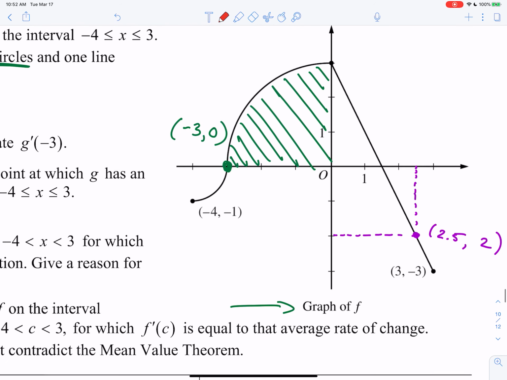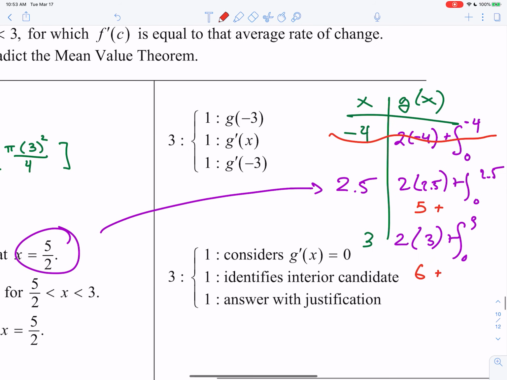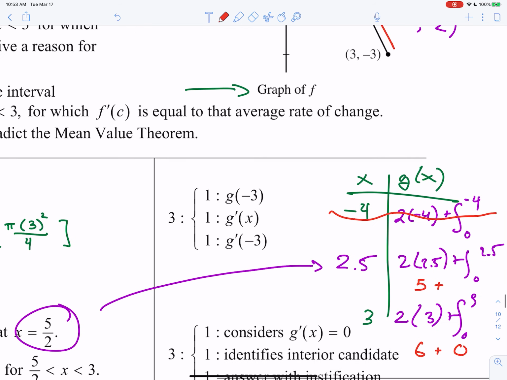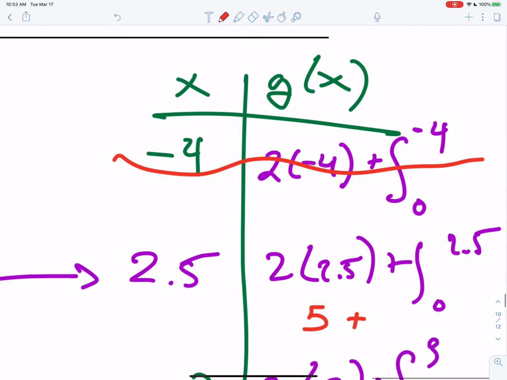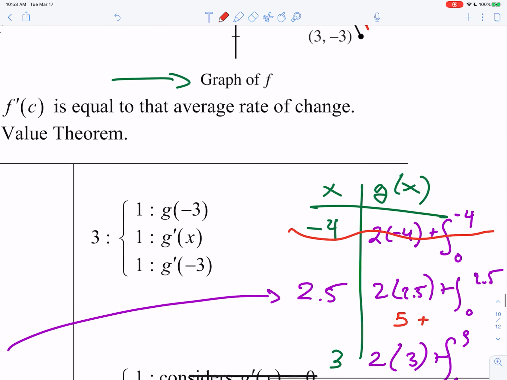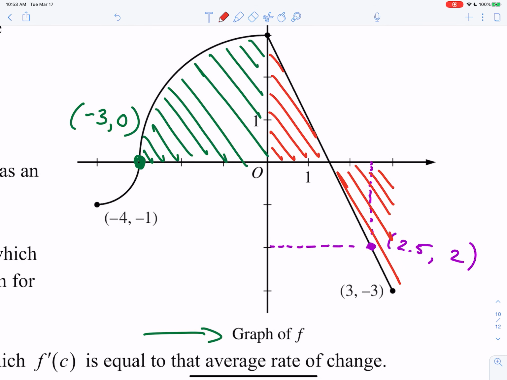If I'm finding the area from 0 to 3, if you guys noticed, that area is actually 0 because you have the same amount of area at the top as you do at the bottom. So I know this is just going to be 6 plus 0, which is 6. So all we have to do is really just analyze what the integral is from 0 to 2.5. So we go back to our picture. The integral from 0 to 2.5 is just pretty much everything in red here.